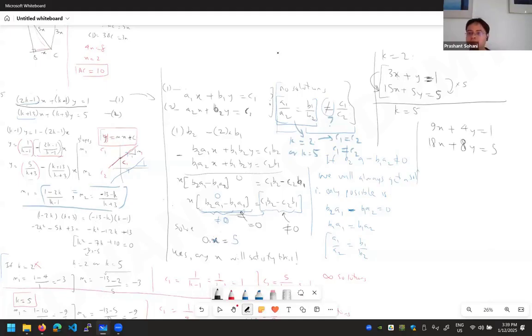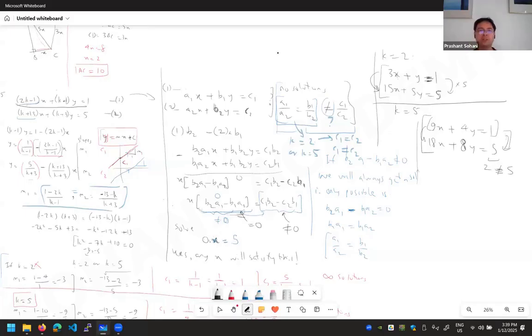And now you see, this time the LHS is double, but the RHS is not double. Which means that there is a clear contradiction: if some x and y satisfy the first equation, then we expect that double of that, 18x plus 8y, will be equal to 2. But here it is given as 5. And since 2 and 5 are clearly not equal, therefore this system has no solution.